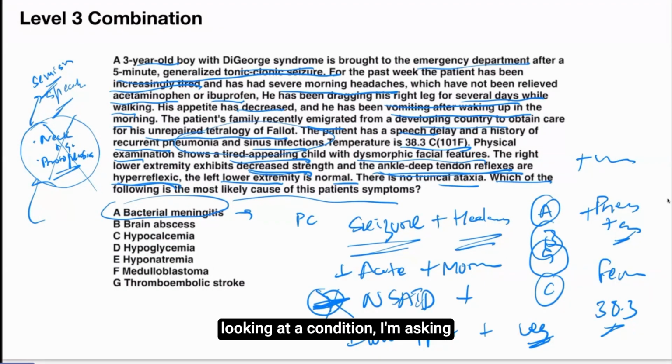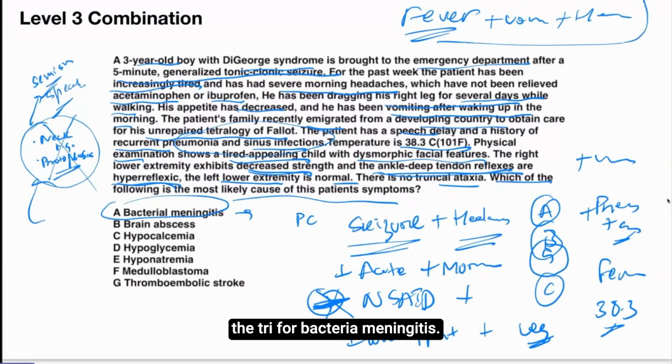Every time I'm looking at a condition, I'm asking myself, if this is a symptom, is this seen in every case of bacterial meningitis? Is it as common as these symptoms? Because let me tell you, fever plus vomiting plus headache are the triad for bacterial meningitis. They're way more common than neck rigidity or photophobia. So never ever rule things out just because of something that is uncommon. So uncommon negative clues you have to be careful about, because that can lead you down the wrong lane.